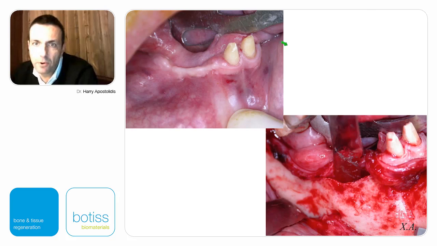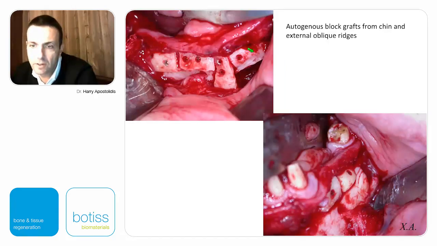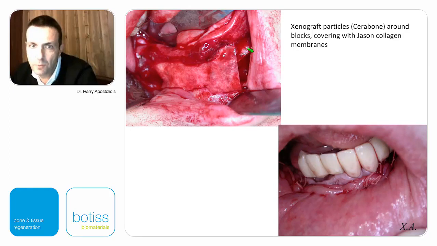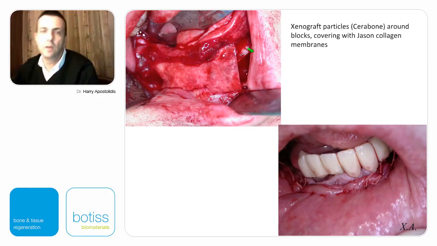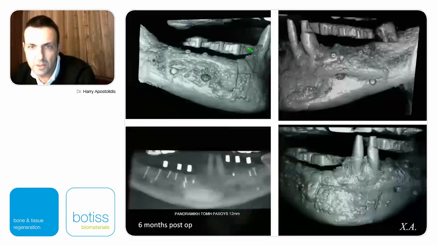It's like an apron mucosal incision, non-keratinized on non-keratinized tissue. Block grafts all around. Cover them with Jason membranes after we have placed our xenograft particles and the shavings.